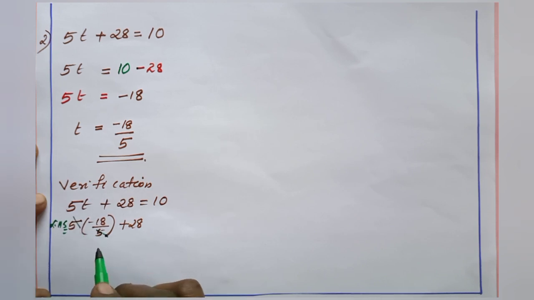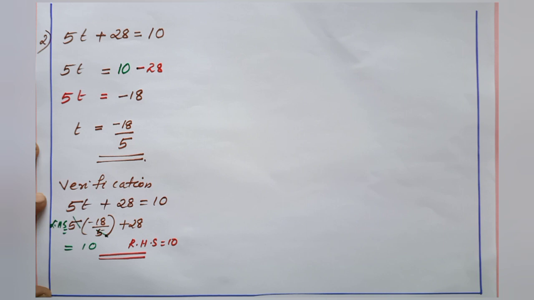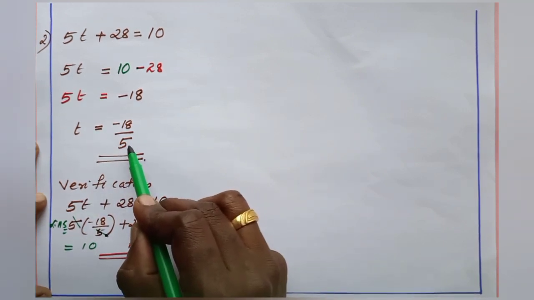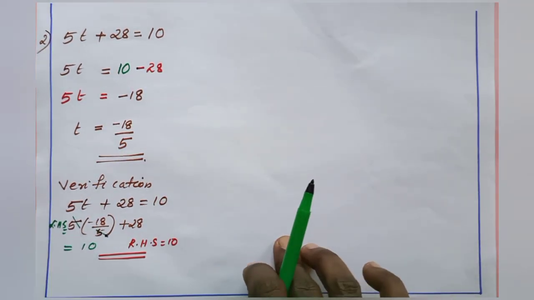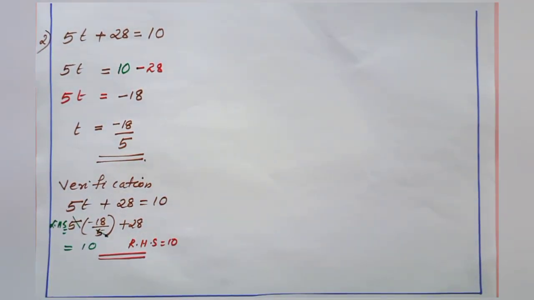We can cancel this 5 and 5, 5 divided by 5. Then here minus 18 plus 28, we get the answer equal to 10. The RHS is also 10. That means the left side and right side answers are the same. That means minus 18 by 5 is the solution of 5t plus 28 equal to 10. Okay, listen to the next question.